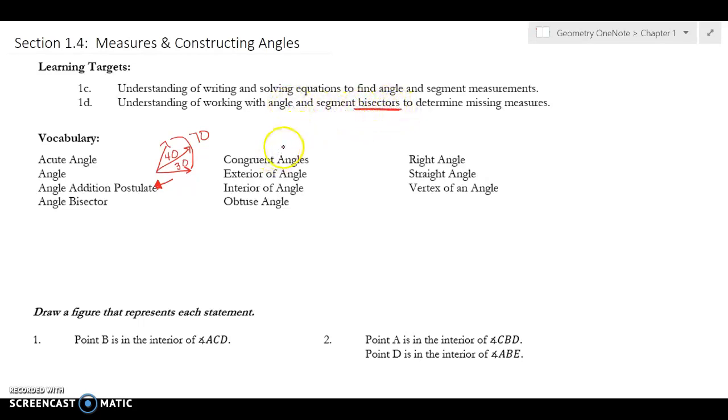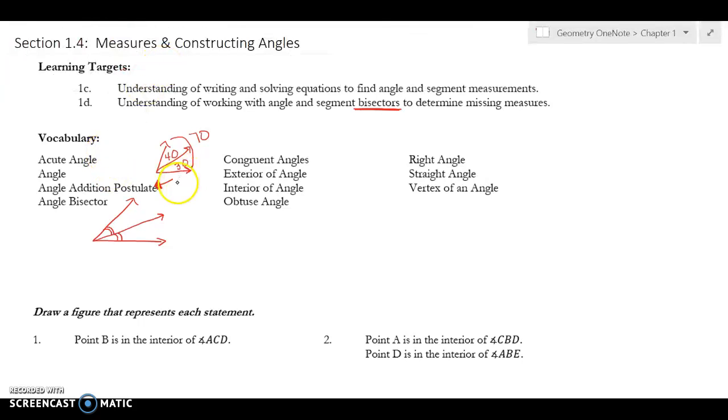Okay, and then we're also going to be using segment and angle bisectors. Remember, to bisect something is to cut it in half. So an angle bisector looks like this. I have an angle, and a bisector cuts it in half. Now when you have a bisector, the way you show that they're equal is you put arcs. So one arc equals one arc, or two arcs equals two arcs. And so that's what a segment bisector is. Just a review of the other vocabulary.